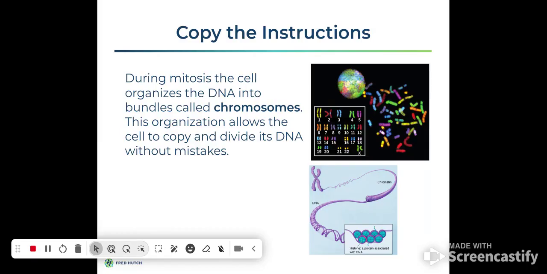So part of the way the cell does this is that during mitosis, the cell organizes DNA into bundles called chromosomes. This organization allows the cells to copy and divide its DNA without mistakes. I like to think of it like if you're getting ready to move, you first want to pack your things into boxes and organize them by the room that they're going to go into, right? You don't want to just have all your stuff and bring it over bit by bit. You might forget things, things can get lost or misplaced. So this is kind of like what the chromosomes do. It helps organize the DNA to get it ready for copying and division.